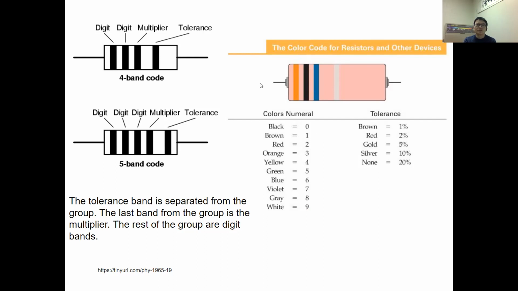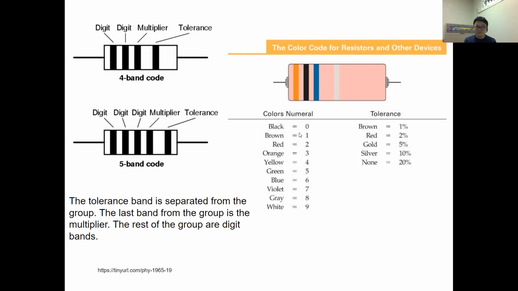For the 3 digits here, the first 2 are the digits. Whatever you get, write down the number. For this one, orange means 3, and then black means 0. So you're going to say 30. And blue is the multiplier, times 10 to the power. Blue stands for 6, so 10 to the 6th power. So this is 30 million ohms for this one.